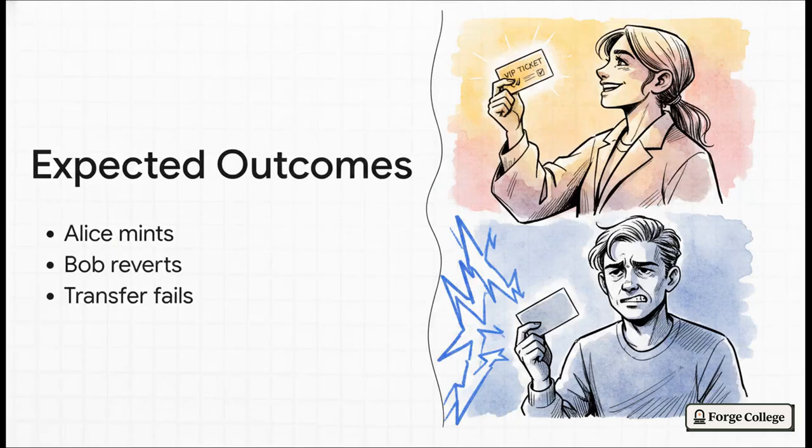Okay, here are the check marks we want to hit. First, Alice mints successfully, because her DID is linked. Perfect, working as intended. Second, Bob attempts to mint and boom, the transaction reverts with DID not linked.